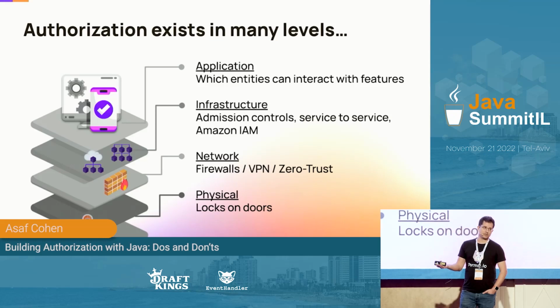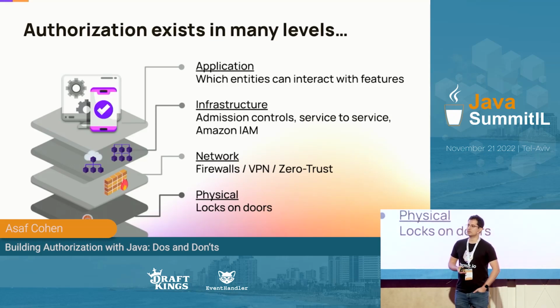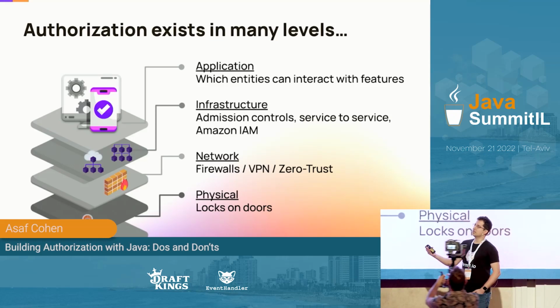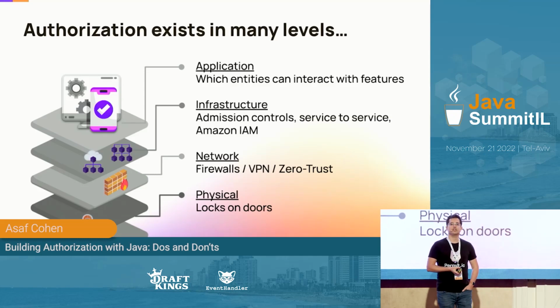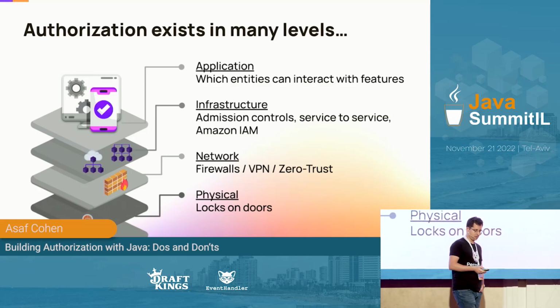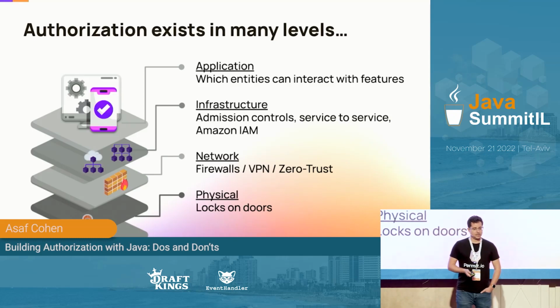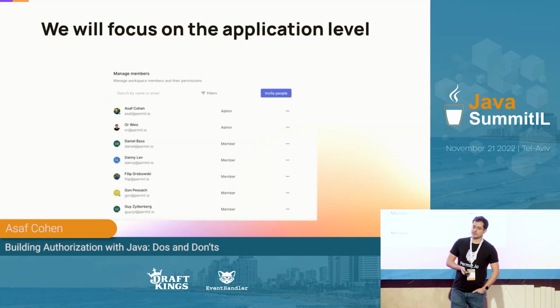So think about Google Drive. I'm only allowed to access documents that I created or that belong to my organization, or if somebody invited me to a Google Docs document, I'll be able to access that, otherwise I won't. So that's application level authorization. And we'll focus on the application level.